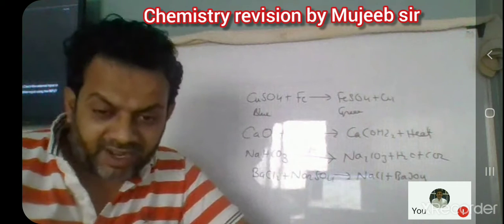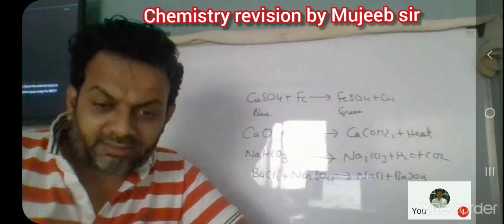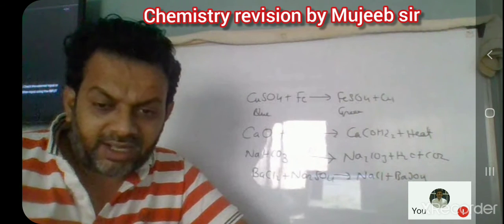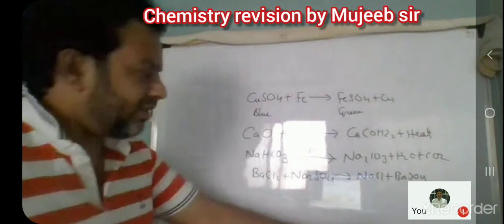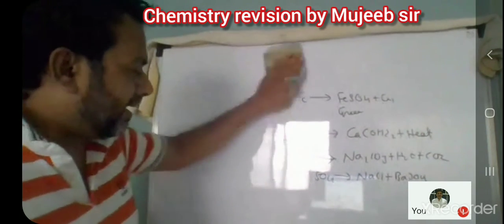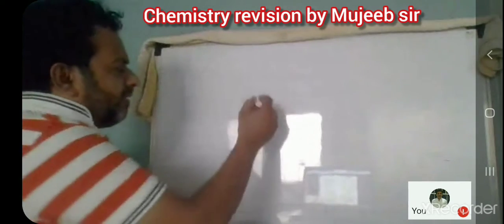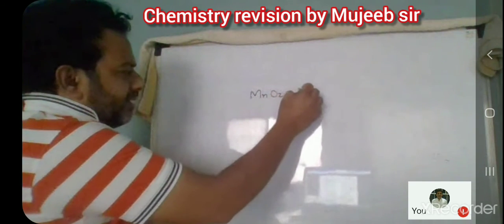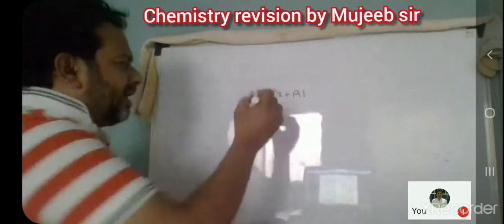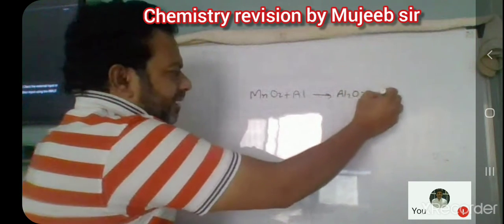Then rusting of iron. Rusting of iron is also an oxidation reaction. Then heating of the manganese oxide with the aluminium powder. Look at this reaction. This is an important reaction for us. We need to understand what kind of reaction is taking place over here. Heating of aluminium with the manganese oxide powder: MnO2 plus Al. What happens here? MnO2 plus Al will give you Al2O3 plus Mn.